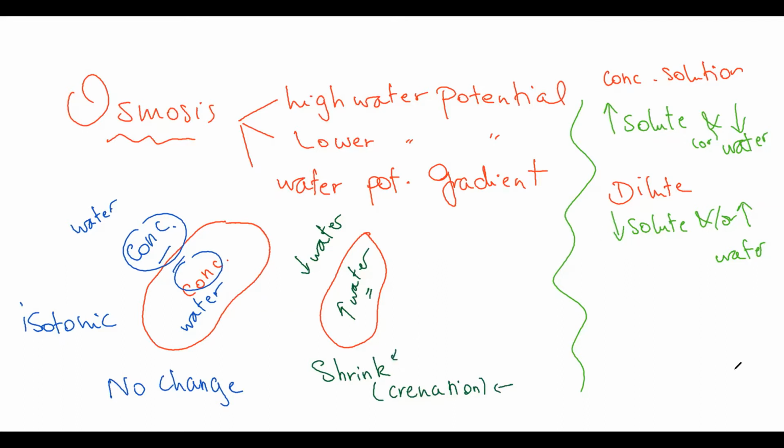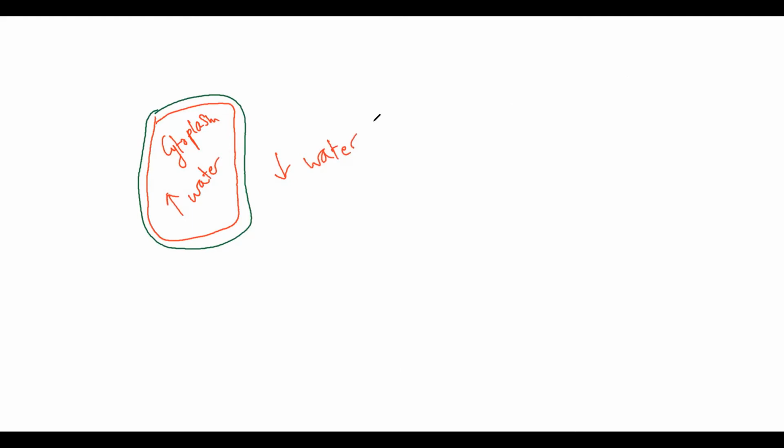But what if I have a plant cell? If I have a plant cell like this, this is the cell wall, and this is the cell membrane, which is very near to the cell wall. And here I have the cytoplasm with high water content, and here outside there is low water. What happens to the plant cell? What happens to water at the beginning? The water inside is more than outside, so by osmosis the water inside will go outside.